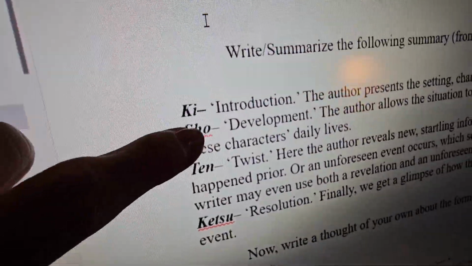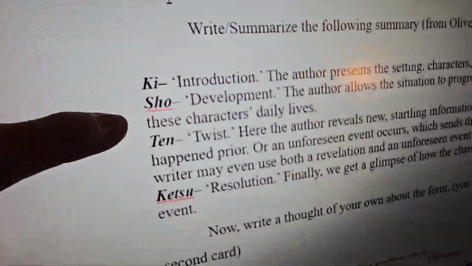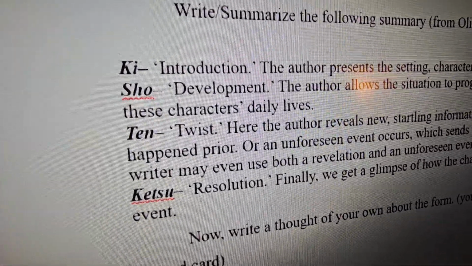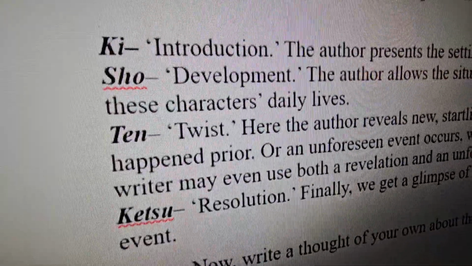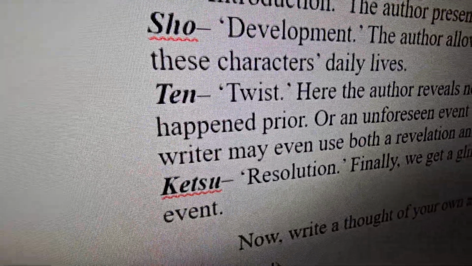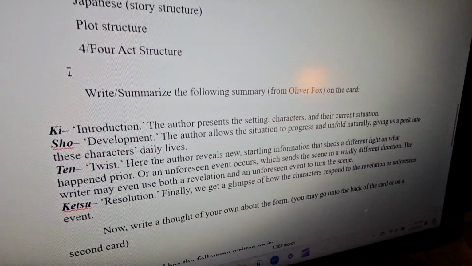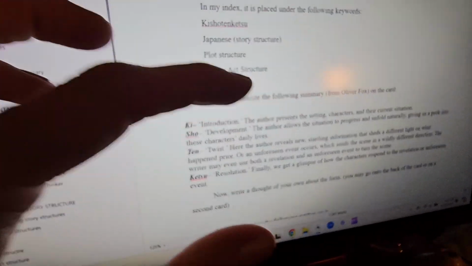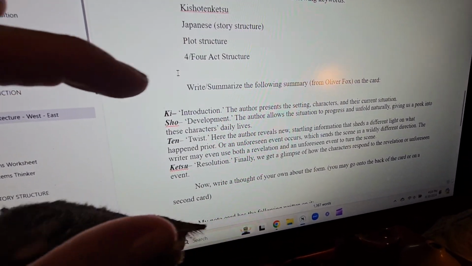These are the four syllables. The ki is introduction, the sho is development, the ten is a twist, and the ketsu is the resolution. So you can see here that it has a very specific structure in the way that it's used.